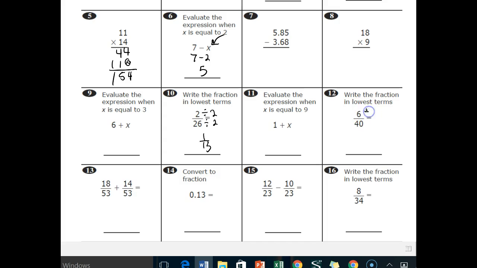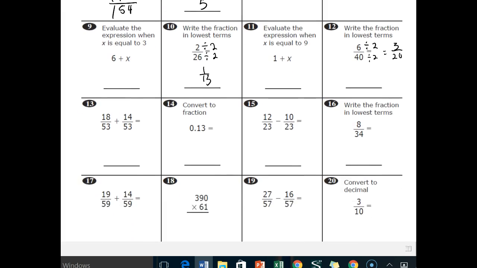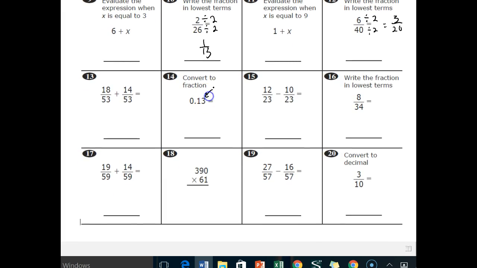Problem number 12. The biggest number they have in common again is 2. Becomes 3/20. Let's go ahead and look at a problem like 14. This is in the hundredths place. So you put 13/100. Remember, problems like 13, 17, 19, 15, they all have common denominators, or same denominators, so you just keep the denominator, and in our case here, add the numerators.